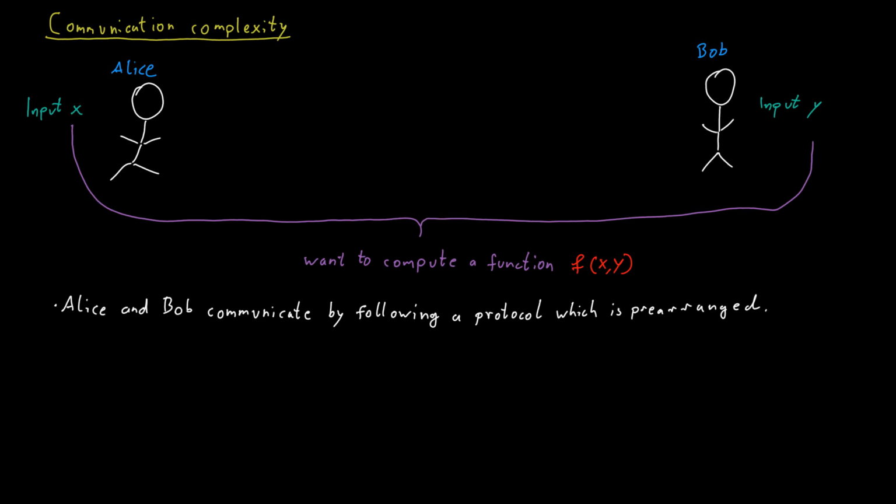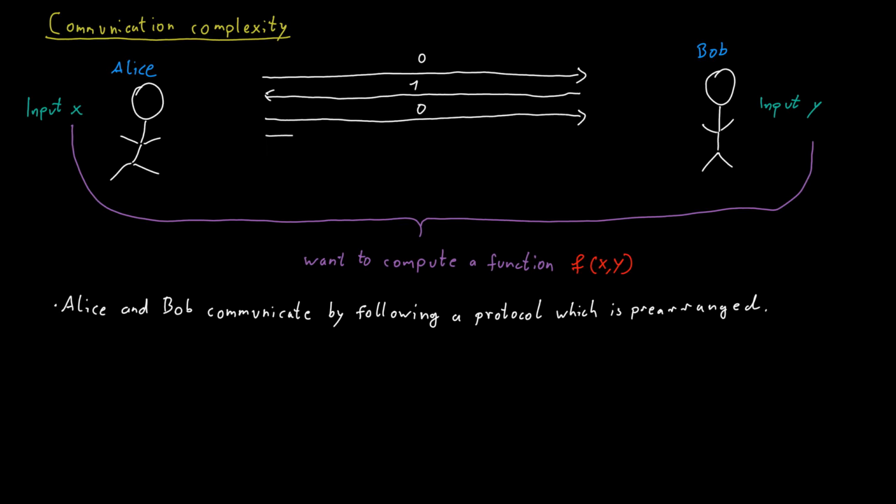So let's say the protocol says to Alice, if you have this or that value of X, then you send a 0 to Bob. And then Bob looks at the 0 he receives and the input Y that he knows of, and the protocol tells him that maybe he should respond with a 1 to Alice. And then Alice receives that 1 and can look at the 1 she received plus the input X she has and conclude that the protocol now tells her to send 2 zeros to Bob, and so on. So the communication goes back and forth in this way.